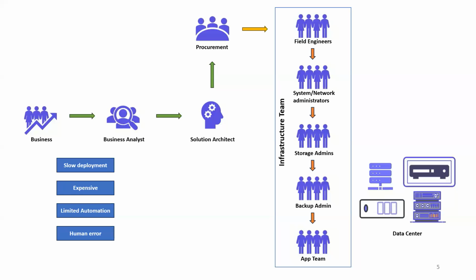And one more thing is human error. With so many teams working on so many different tasks, the chances of human error are very high. This results in inconsistent environments. When I say field engineers, that is an entirely new team. The system team, storage team, backup team, there are plenty of people involved to make everything ready. That is the reason human error is very high, because they are working on different tasks. There are chances of getting human errors.